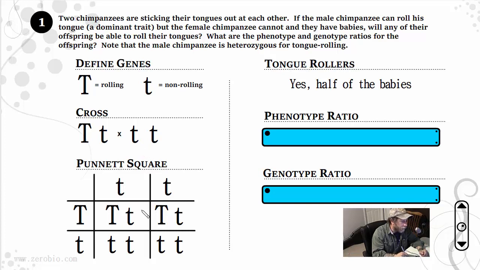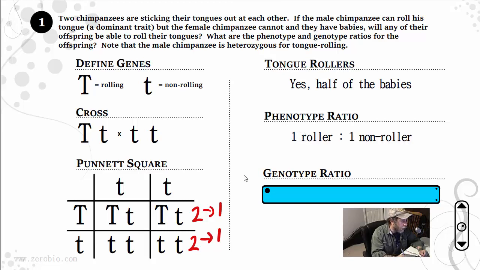So the phenotype ratio is going to be a ratio between tongue rollers and non-tongue rollers. So here we have two of them that can roll their tongues. We have two of them that cannot roll their tongues, and we're going to bring this down to a 1-to-1 ratio. So that means there is one roller, this one, to one non-roller. Well, there's 2-to-2, but we bring it down to lowest terms, 1-to-1.